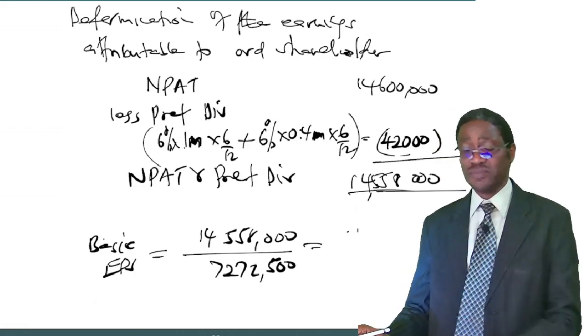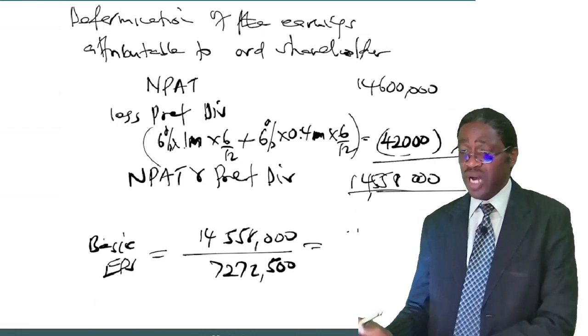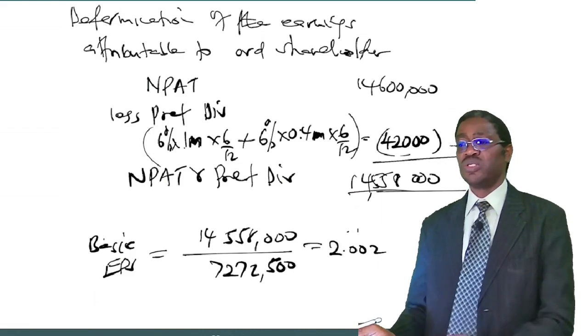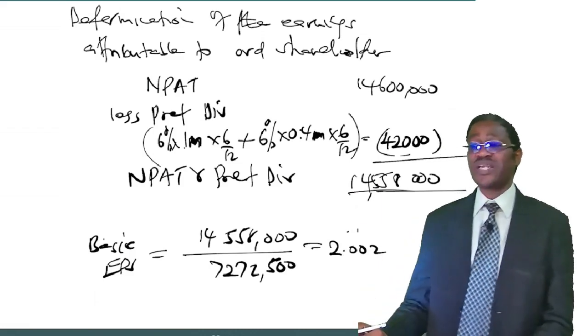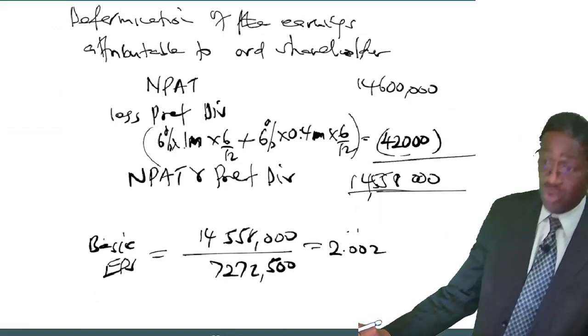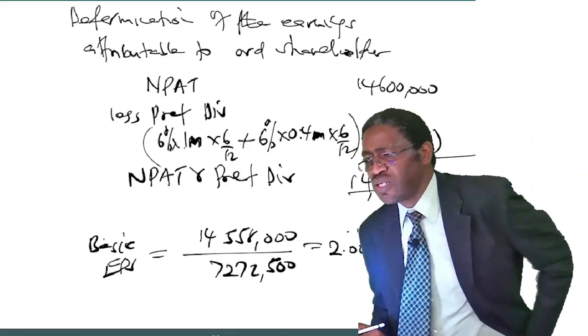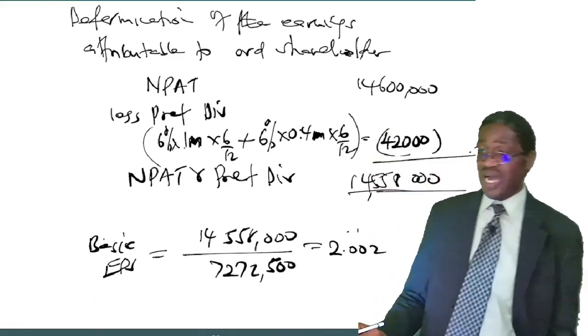What are you getting? Okay, I am getting something like 2.002. 2.002. So we are through with part A of that question, which required us to calculate the basic earnings per share.